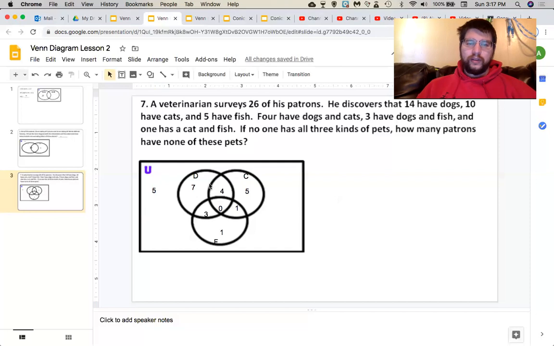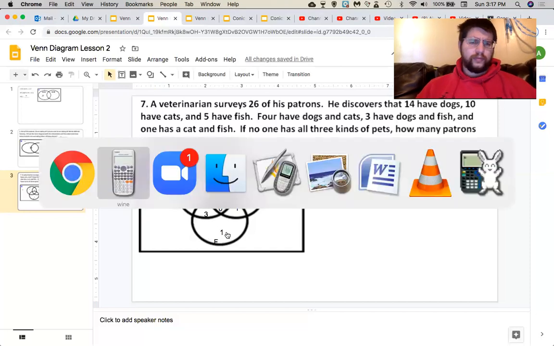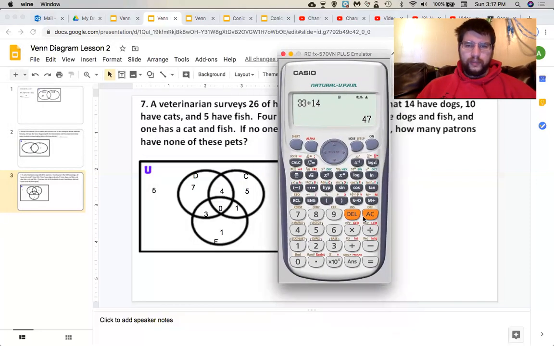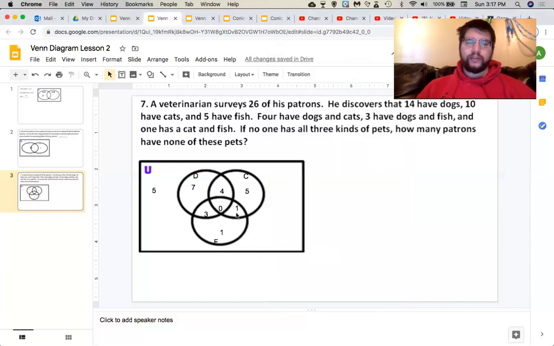So I added up all these individual numbers, and I got 21. Let's use a calculator because my arithmetic could be off. 7 plus 4 plus 3, okay, got those. Plus 5 plus 1, okay, got those, plus 1. 21, and then I do 26 minus 21 gives me the 5. So 5 don't have any of those 3 animals. That's the answer, 5.